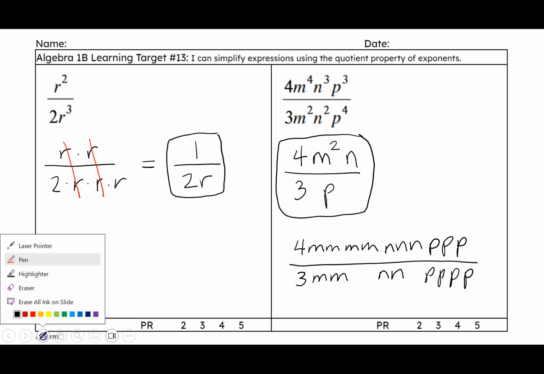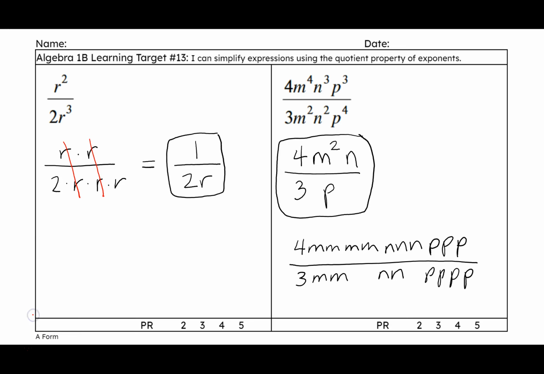Now I get to take my red pen and start crossing stuff off. I like doing this. All right, 4 and 3 I can't touch, but here's one group of m's. Another group of m's. Oh, I run out down here, and I've got 2 more upstairs. Yeah, I did that right. Nice. Now let's look at the n's. All right, 1 group, 2 group, and oh, I ran out downstairs, and I got 1 more upstairs.